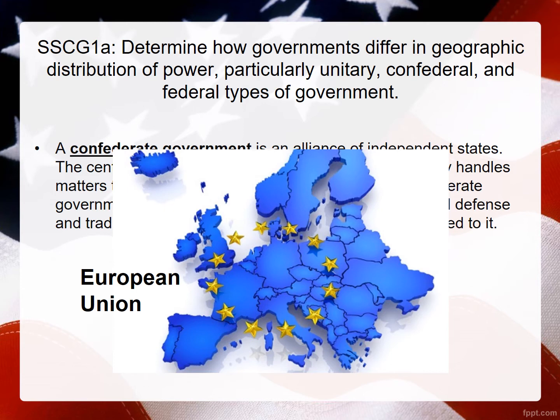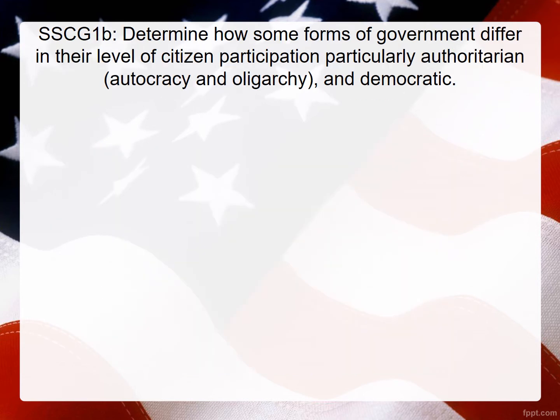So that's a confederate type of government. Again, an alliance of independent states. So now we're going to talk about how some forms of government differ in their level of citizen participation. This is really how much control or power that we have as citizens within these types of governments.